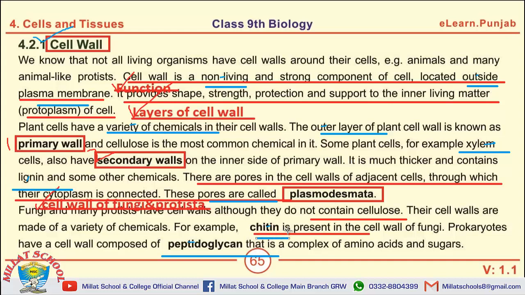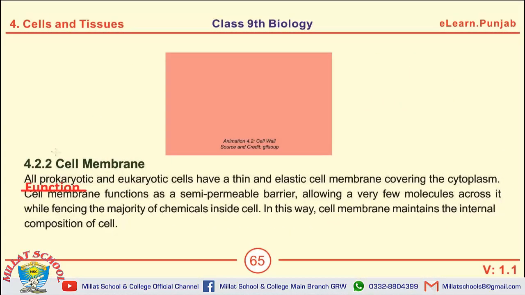Chitin is present in the cell wall of fungi, and prokaryotes have peptidoglycan in their cells, and peptidoglycan is a complex of amino acids and sugars. The next question is about the cell membrane. This question is also selected as a long question in the examination, and there are short questions and MCQs as well in this topic. The first question that may be asked is, what is the cell membrane?